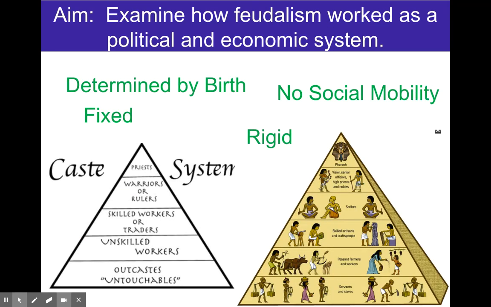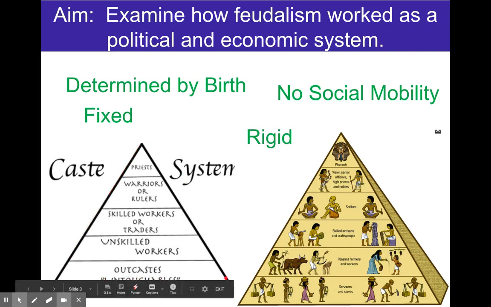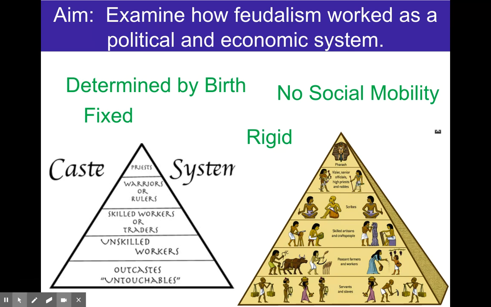It doesn't matter where we are and what time period. If you're looking at the ancient caste system in India, if you're looking at the ancient social classes in Egypt, or as later in this unit, we are going to look at the encomienda system in South America. It doesn't matter where this system is. If it's this triangle, where you're born is where you stay. You're fixed. It's rigid. You cannot change it, and there is no social mobility. You are not allowed to move up the social classes.